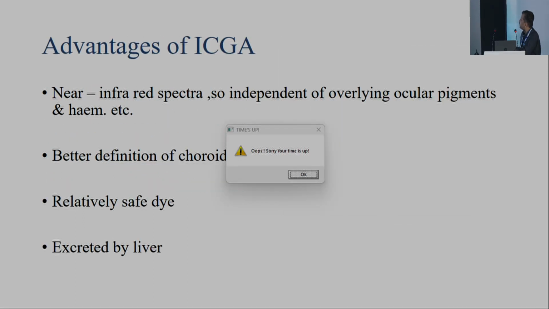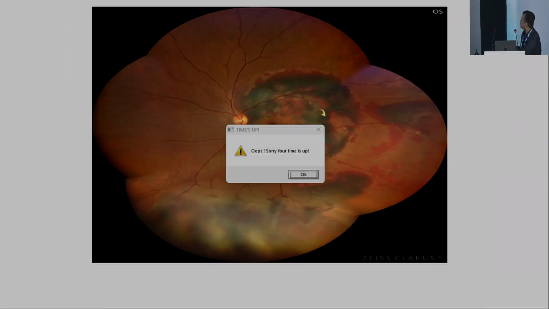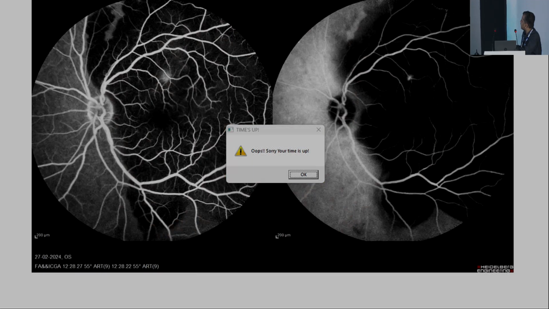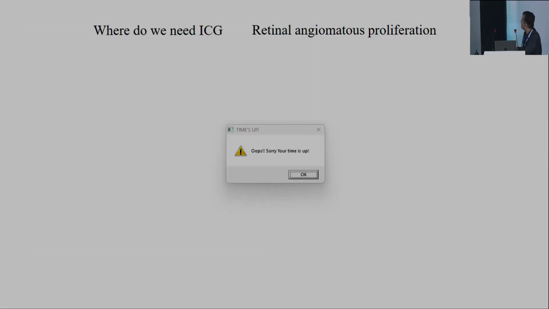I'll just show you a few examples. So this is the case that we have seen. This is a large area of hemorrhage. And see, this is the fundus fluorescein angiography. You are not able to pick up anything. This is the ICG, which is able to nicely pick up the hotspot. So this is a case of PCV, where you can nicely see the polyps with the help of ICG.